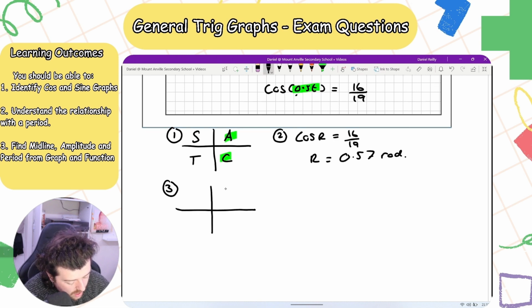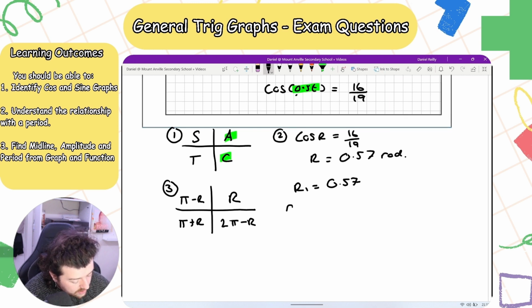Then I need to find now the two possible solutions. So I'm in my first and my fourth quadrant. My first quadrant is just my reference angle. My second quadrant, remember, is 180 minus the reference angle, but we're doing radians, so it's going to be pi minus my reference angle. There's going to be pi plus my reference angle. And then this is 360 minus my reference angle, so it's 2 pi minus my reference angle. So my first angle is just going to be 0.57.